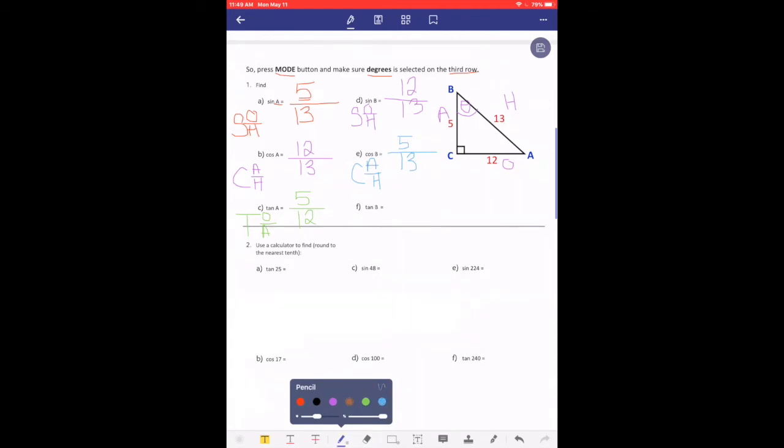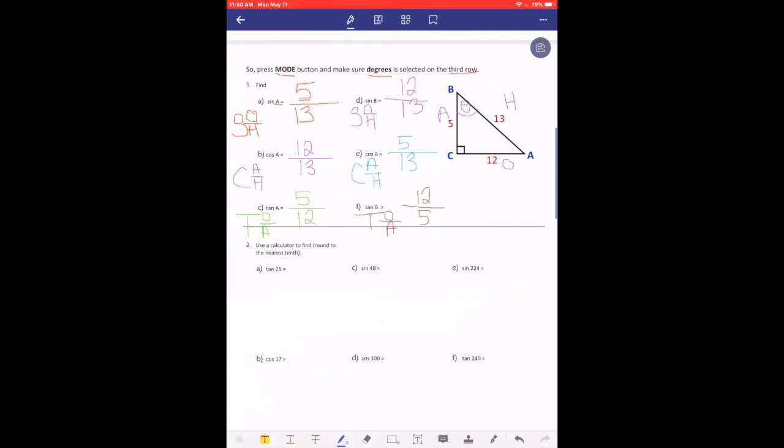The last question, tangent of B. Remember, TOA, tangent equals opposite over adjacent. The side that was opposite was 12, and the adjacent was 5, so 12 over 5. So remember, whenever you are labeling your sides, the adjacent and the opposite side can change, so you want to label them and be very careful of that.